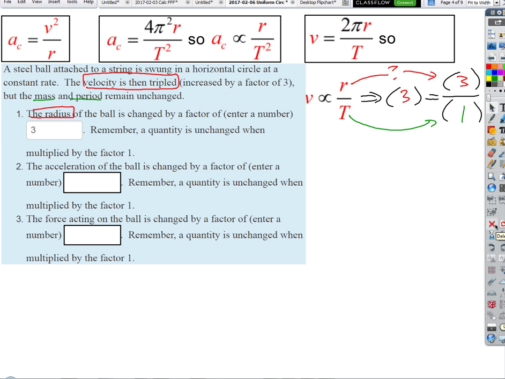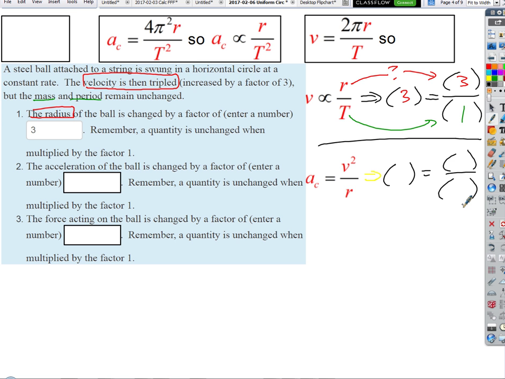Okay, how about acceleration? Well, we're just going to go back to the first one again, aren't we? So that gives us something equals something over something. What do we know here? V is, what did we find V? V is 3, right? We found V is 3. So what goes here then? 9. Okay, good. 3 squared, good.